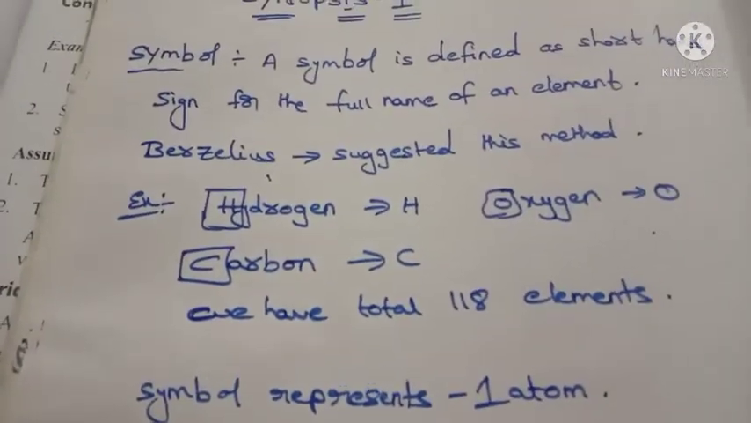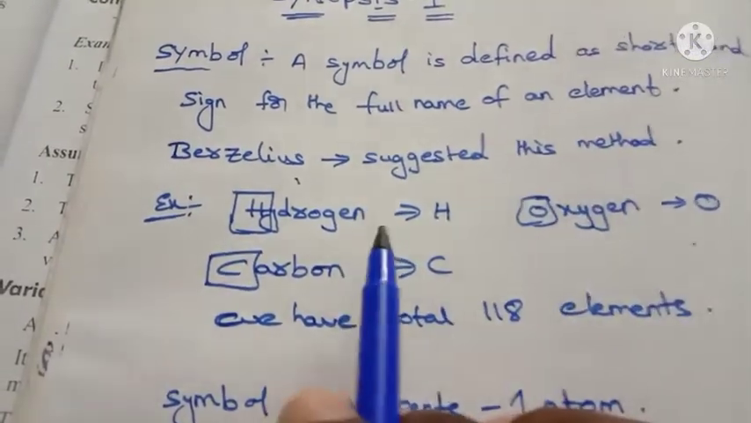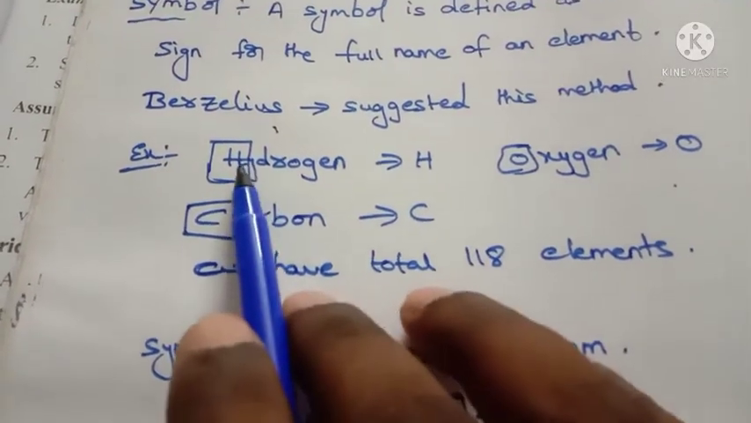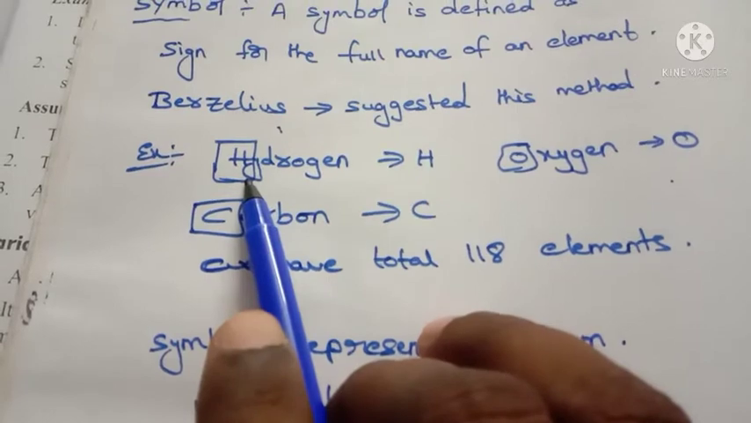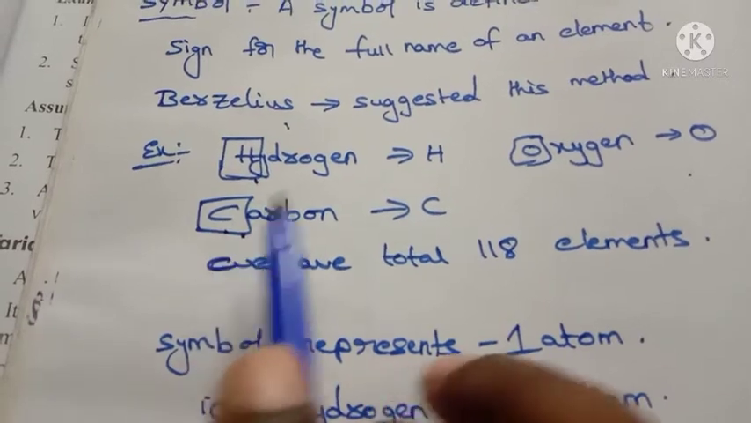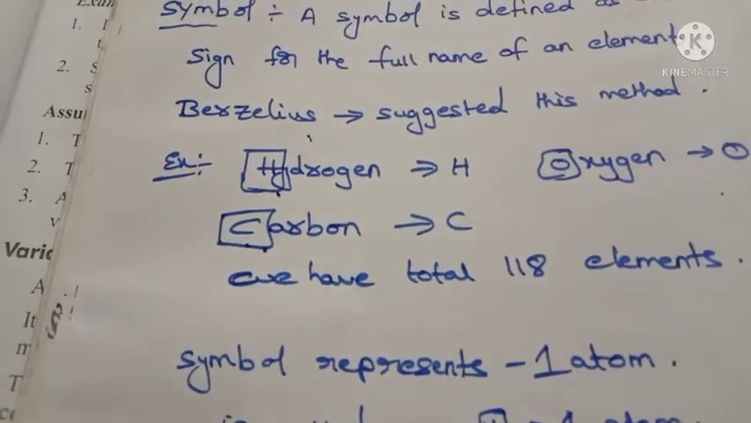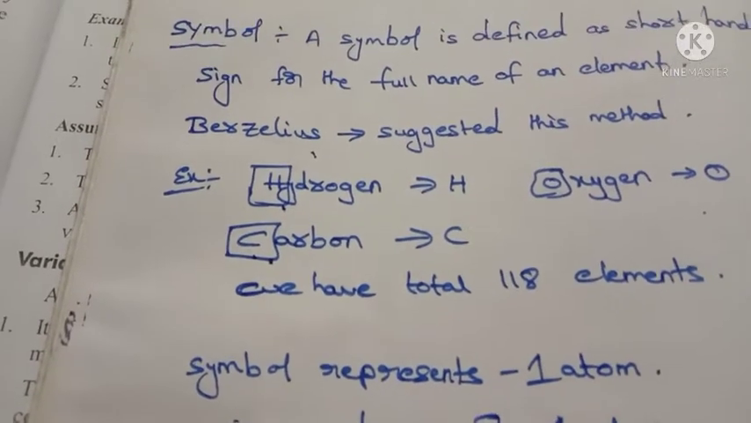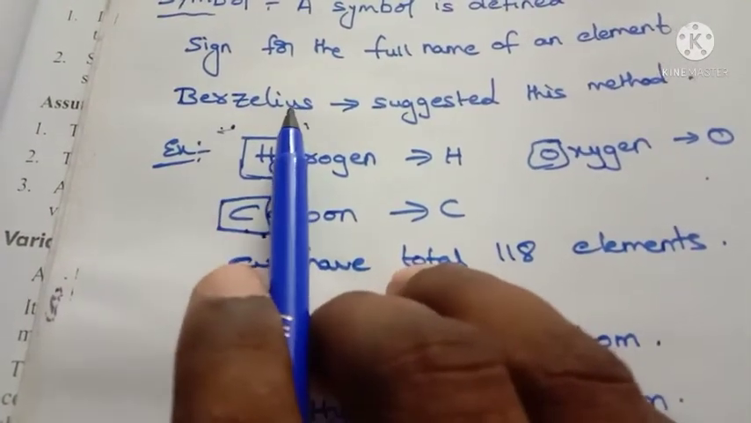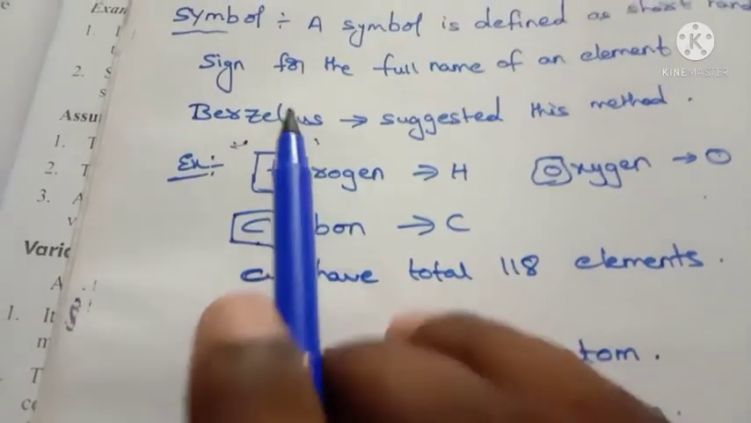Once again, see, my dear children, symbol. What is a symbol? A symbol is defined as the shorthand sign for the full name of an element. In the complete name hydrogen, we take only the first letter, H. In carbon we take only the first letter, C. Every time we do not represent with only the first letter; in some cases we take the first two letters also. Actually, who suggested this method? Berzelius. The scientist's name is Berzelius. He suggested this method.